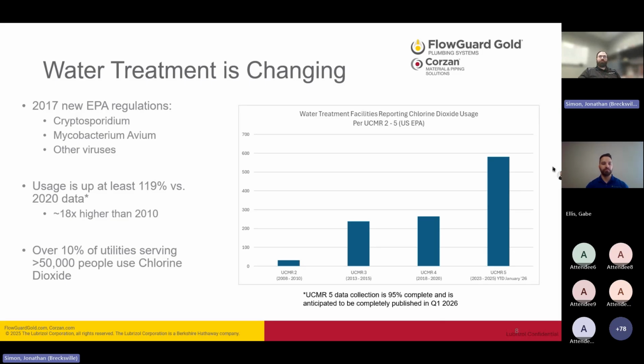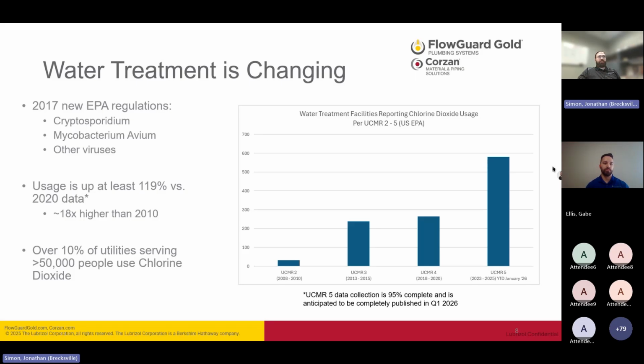We saw the rise of chloramine in the late 90s and early 2000s, particularly in those areas where disinfection byproducts were a major issue. But we've seen this rise in chlorine dioxide. You can see 15, 16 years ago, chlorine dioxide was very, very limited in its use. But over the last decade plus, we've seen this significant increase. And what's driving that shift in water treatment methods?